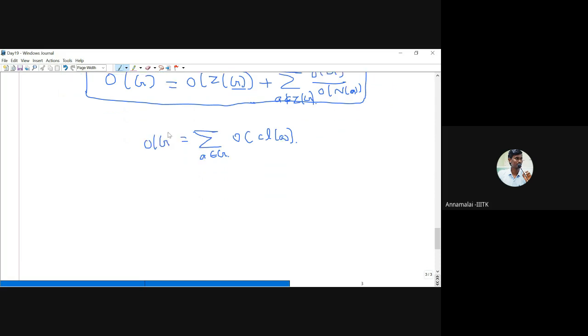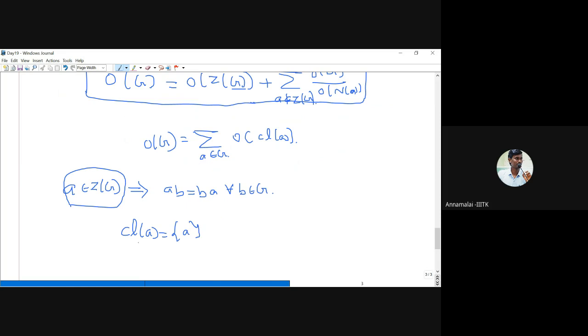The order of G is equal to the sum of the order of CL of A, but this can be split into two parts. Suppose A is an element in Z of G. Then by the definition of Z of G, AB equals BA for all B in G. Now what I am going to prove is that CL of A contains only one element, namely A. We already know that CL of A contains A, but if A is a member of Z of G, then CL of A contains only one element.